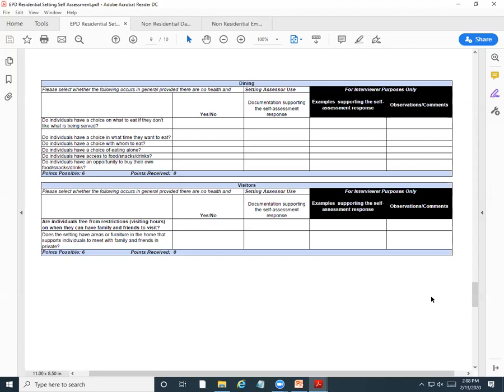And does the setting have areas or furniture in the home that supports individuals to actually meet with their family and friends in private? And this doesn't have to be like a conference room. This could be some benches outside if they wanted to meet outside in private, or some little mini living room areas or something like that, that would foster that kind of private communication.